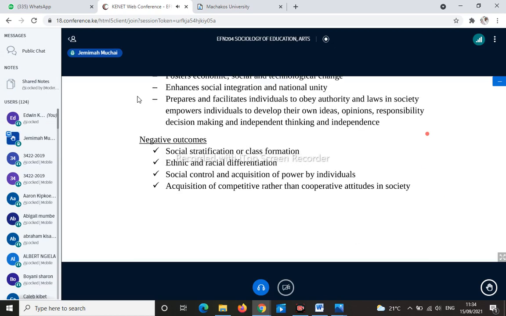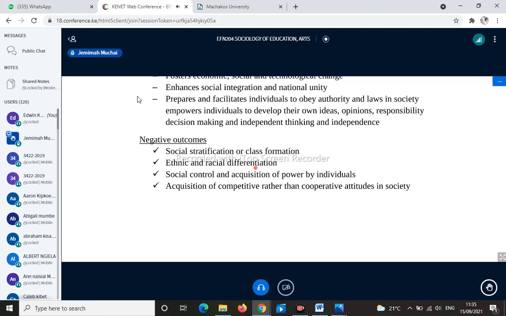What do we mean by negative functions? As you are being educated, there is social stratification or class formation. For example, you who are educated to university level, when you go back home, some of you are very proud. Because I'm a university student, I do not socialize with those who are class 8 dropouts, those who were your friends in primary school. Education has brought social stratification, the division of classes, because those who are educated have got good jobs and are well paid. Those who are less educated have poor jobs and are less paid. Therefore, they are at different classes.